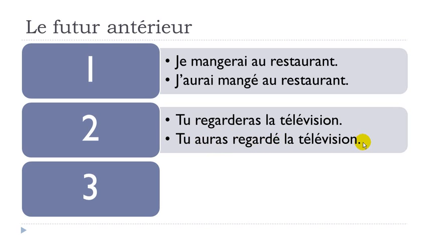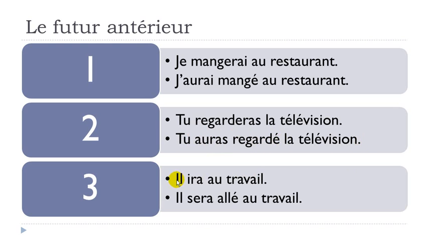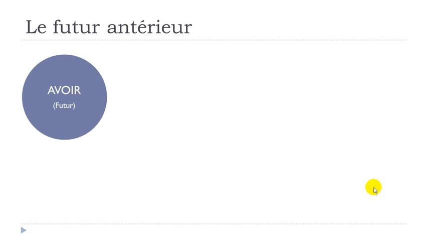Third example. Il ira, so it's coming from aller, aller is to go, au travail, at work, and then here, il sera allé au travail. We can see that here we've got être, and then we've got the participe passé form here. So what can we deduce? Here we've got avoir, participe passé, être, participe passé. So the rule is like that in most of the cases.